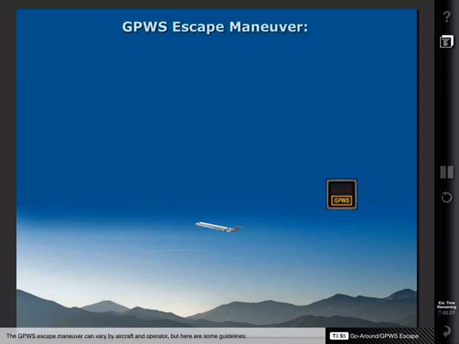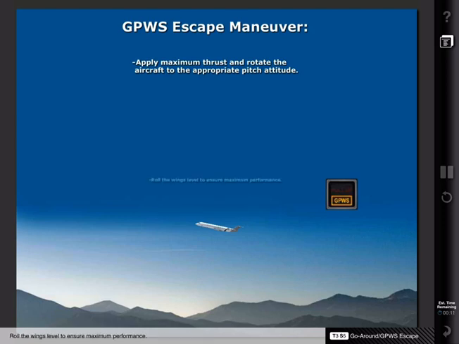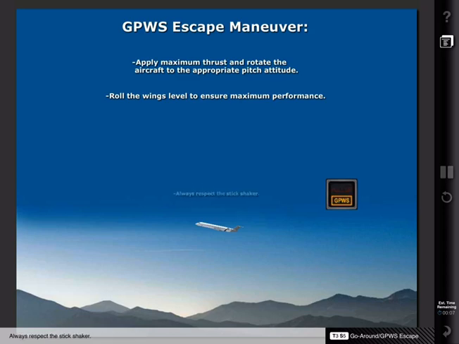The GPWS escape maneuver can vary by aircraft and operator, but here are some guidelines. Apply maximum thrust and rotate the aircraft to the appropriate pitch attitude. Roll the wings level to ensure maximum performance. Always respect the stick shaker, and retract the speed brakes if extended.